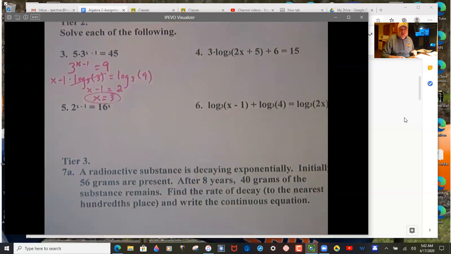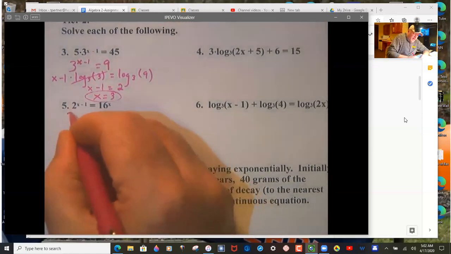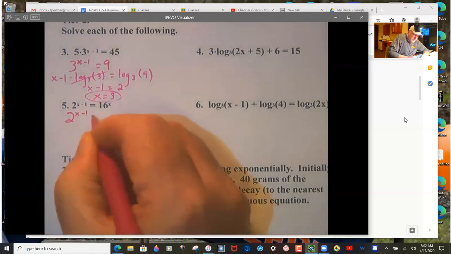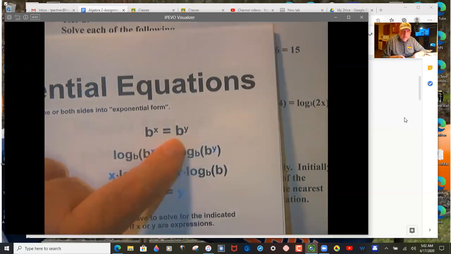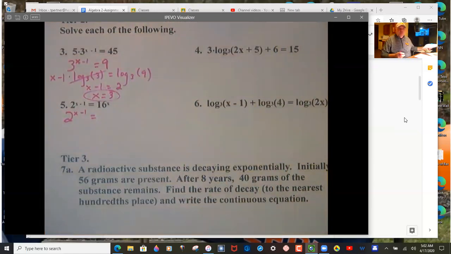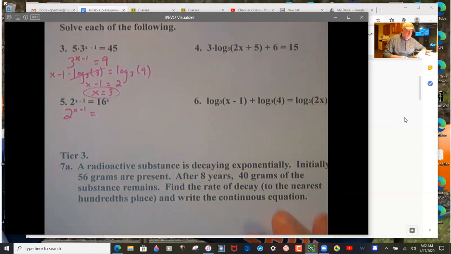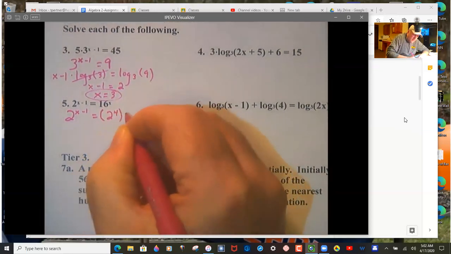Let's do number 5, and then I'll do 4 and 6 because those are both logarithms. So in number 5, you need to get everything in a base of 2 because we need the same base on both sides like this to apply this work. So we need a base of 2. 16 needs to be written with a base of 2, and that is 2 to the 4th power.